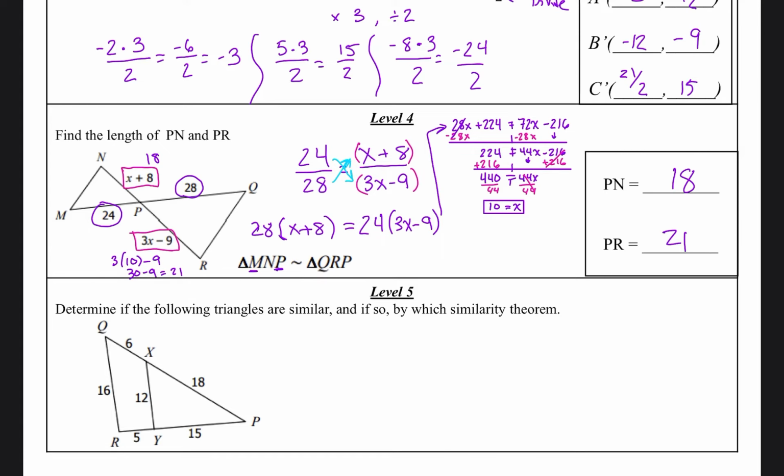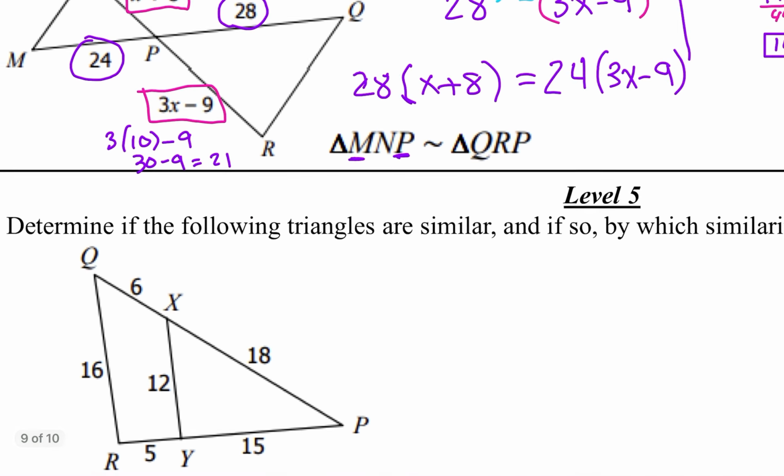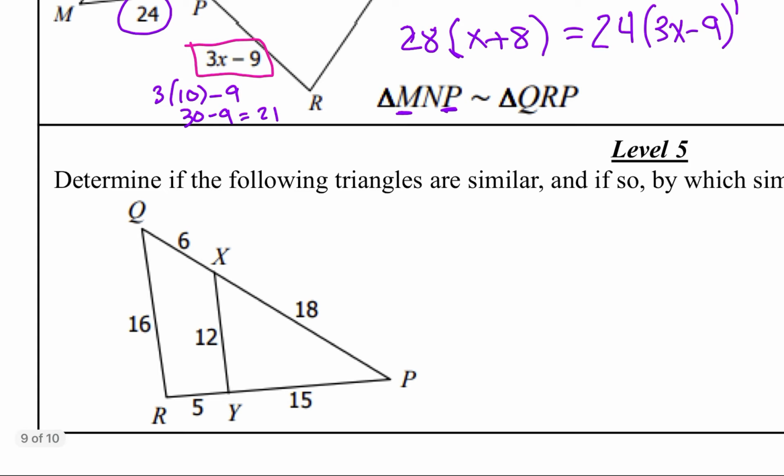All right, on to our last one. It says, determine if the following triangles are similar, and if so, by which similarity theorem. So automatically looking at this, one of the first things that I'm picking up on is there is three sides here on this little triangle. And obviously we got three sides on the big triangle as well. So I know that I'm thinking about this being probably side similarity, but I need to figure out how to prove that.